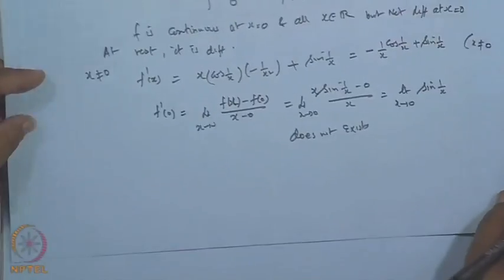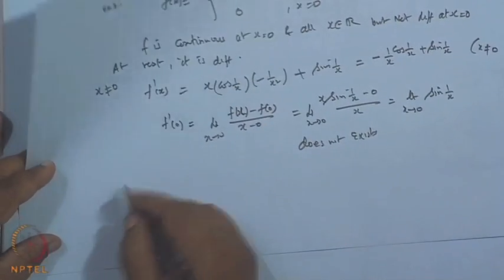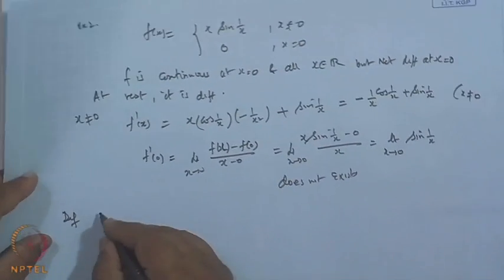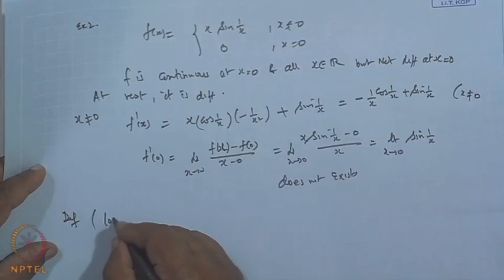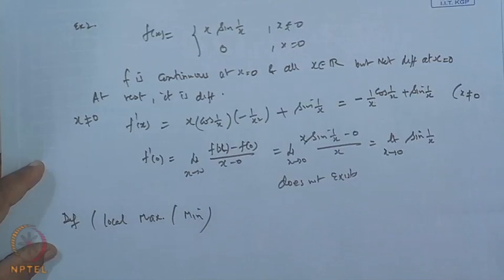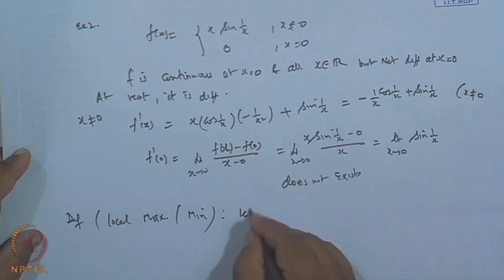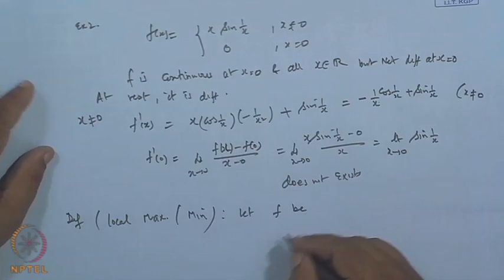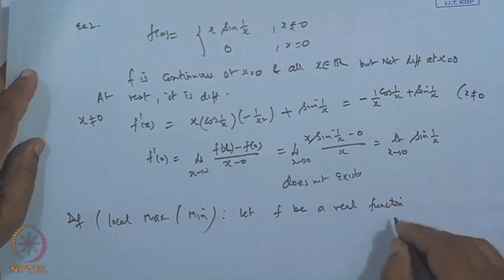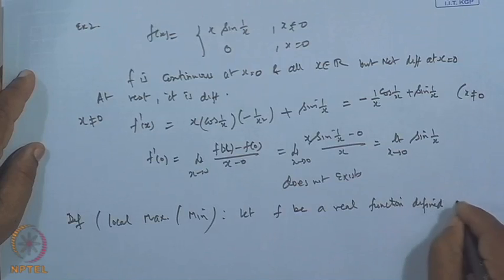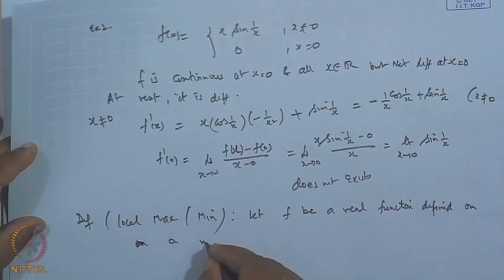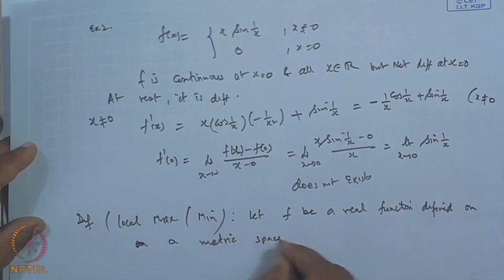Now, there are certain mean value theorems which we will make use of. So, before that, let me see the definition again for the maxima, minima, local maxima, local minima. This we already discussed. Let f be a real function defined on a metric space, X.